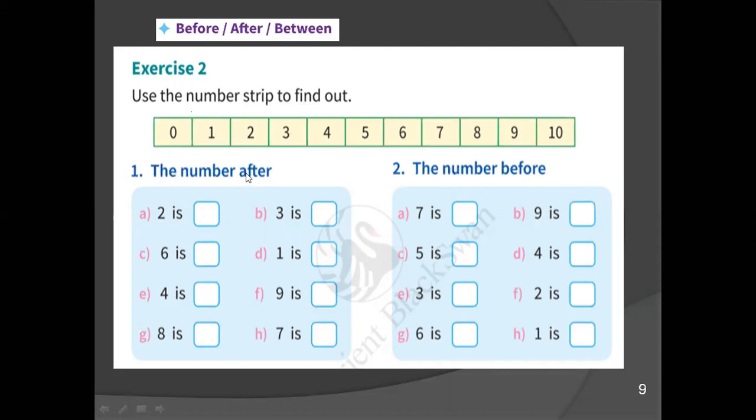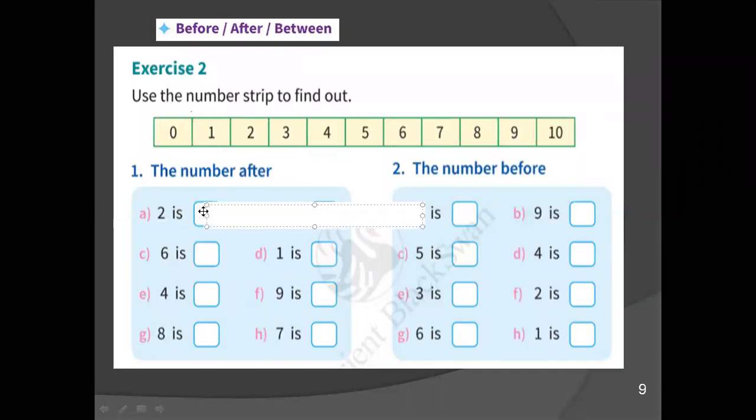So first we will write the numbers after. Seeing this number strip, we will write the number after. Okay. 2 is after what? 2 is after 1. So we will write 1. Next, 6 is after 5. 4 is after 3. Next, 8 is after 7. 8 is after 7. Yes.